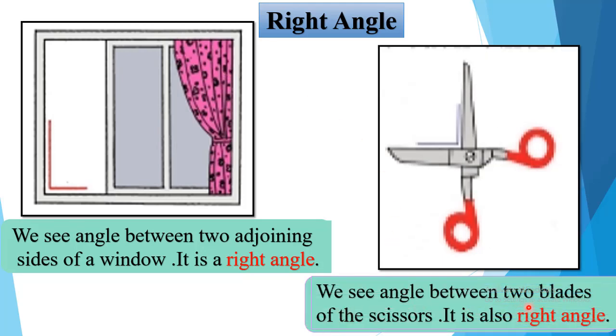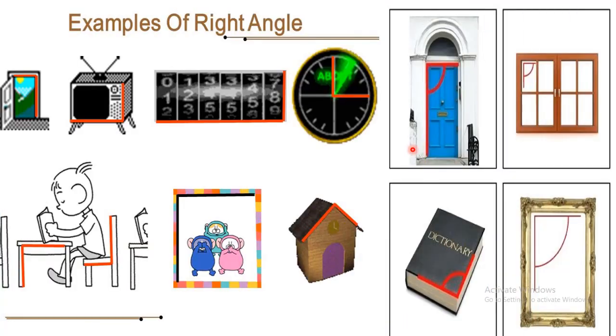We see an angle between two blades of the scissor. It is also a right angle. Examples of right angle. Look here. There are many examples of right angle. We can see so many angles everywhere.